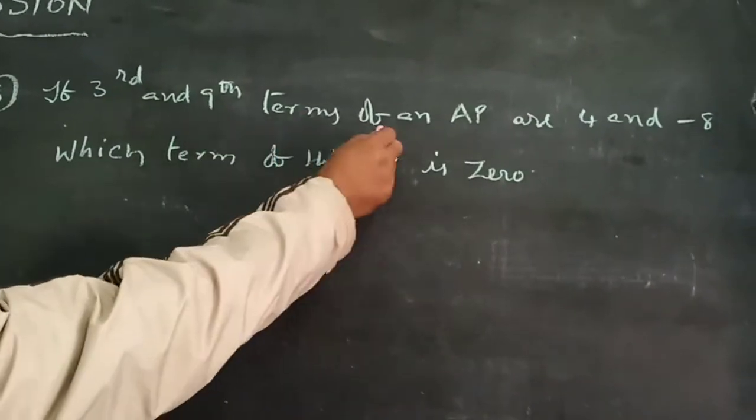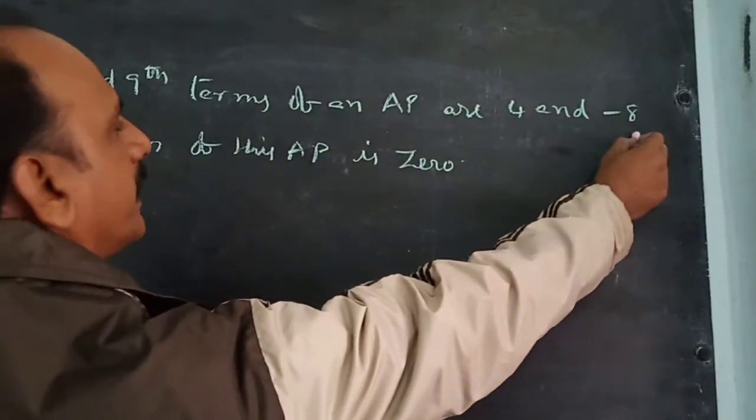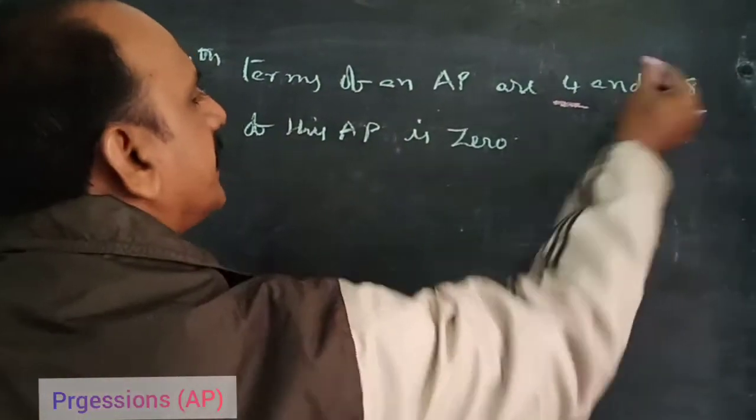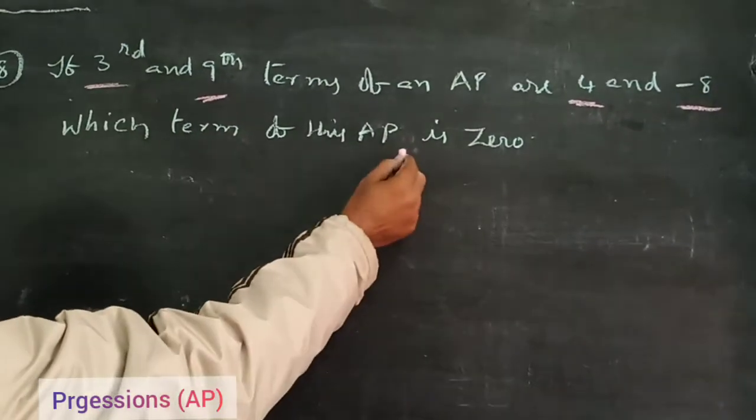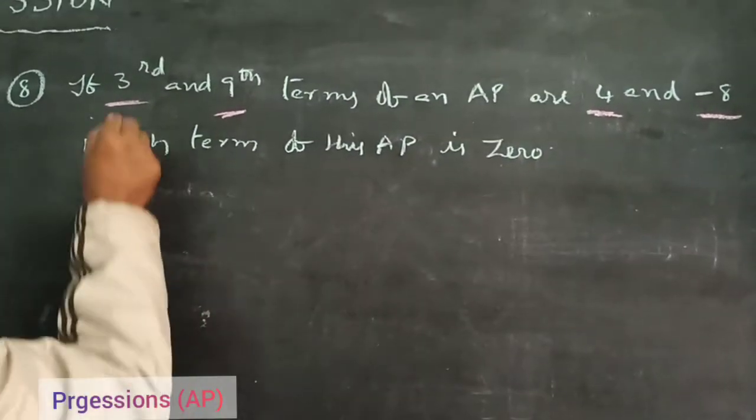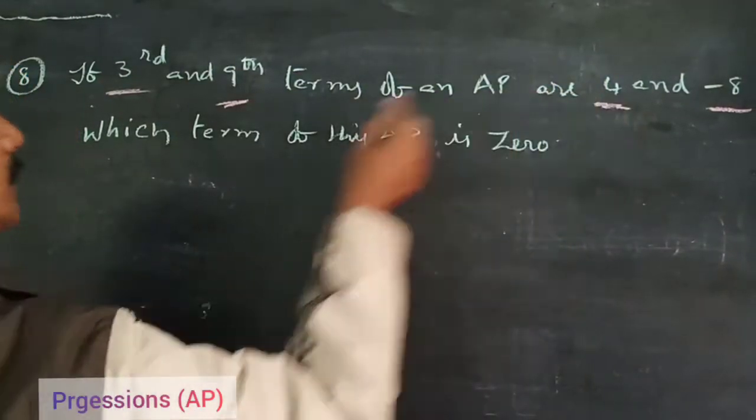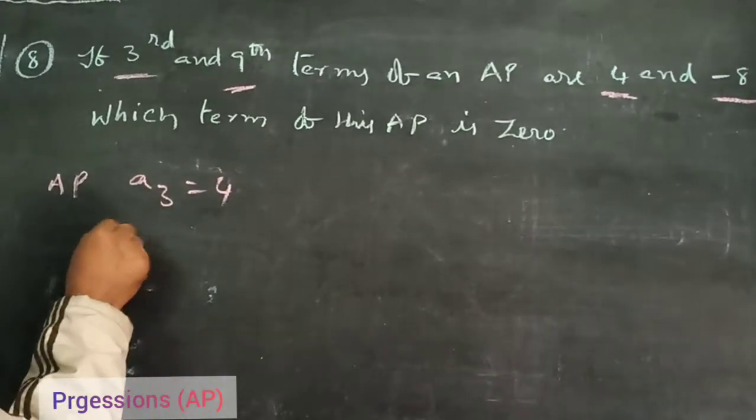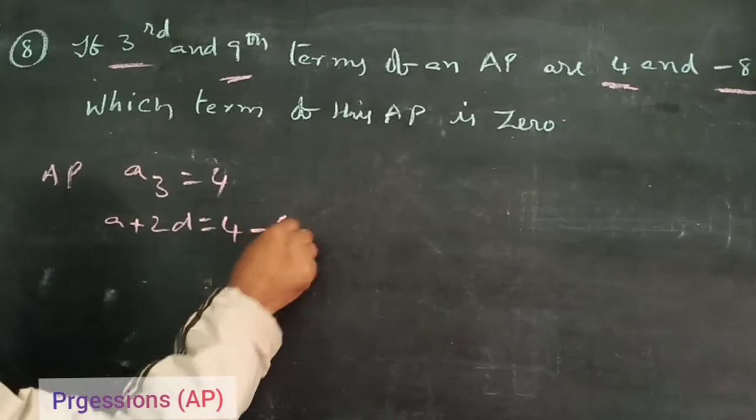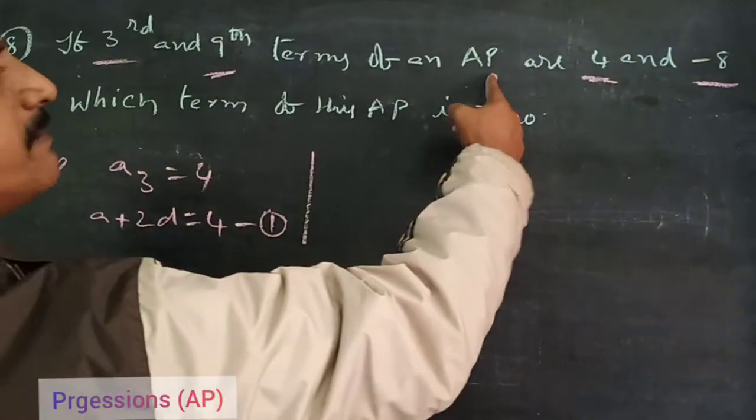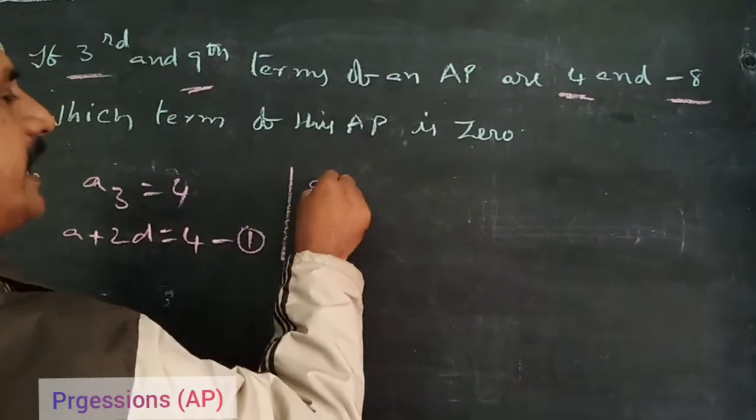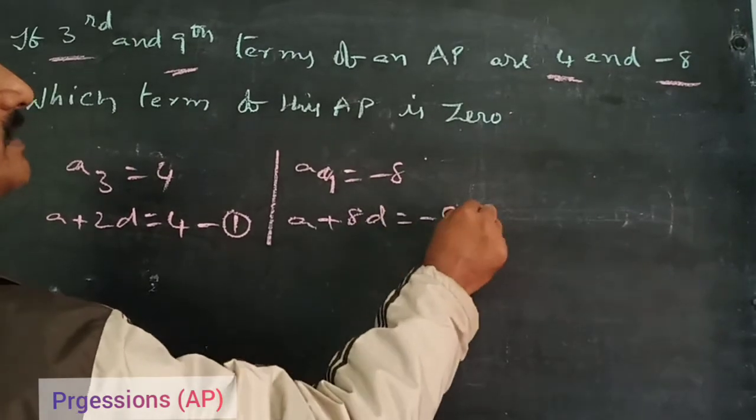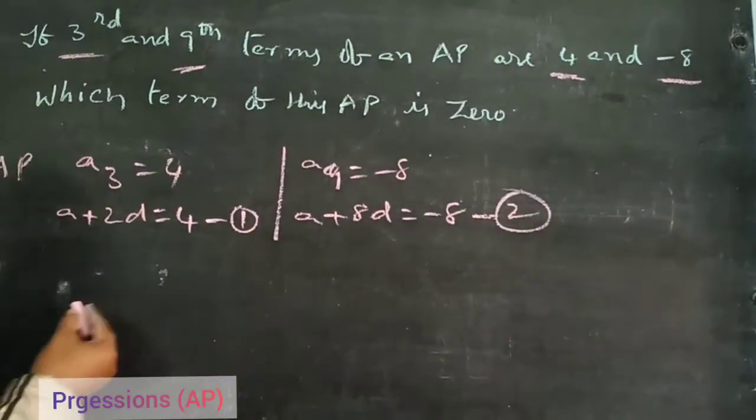If the third and ninth terms of an AP are 4 and minus 8, then which term of this AP is 0? First, given the third term is 4. So in AP, A plus 2D equal to 4. That is the first equation. And next, in AP, the ninth term is minus 8. A9 is A plus 8D equal to minus 8. That is the second equation. Then solve the two equations.